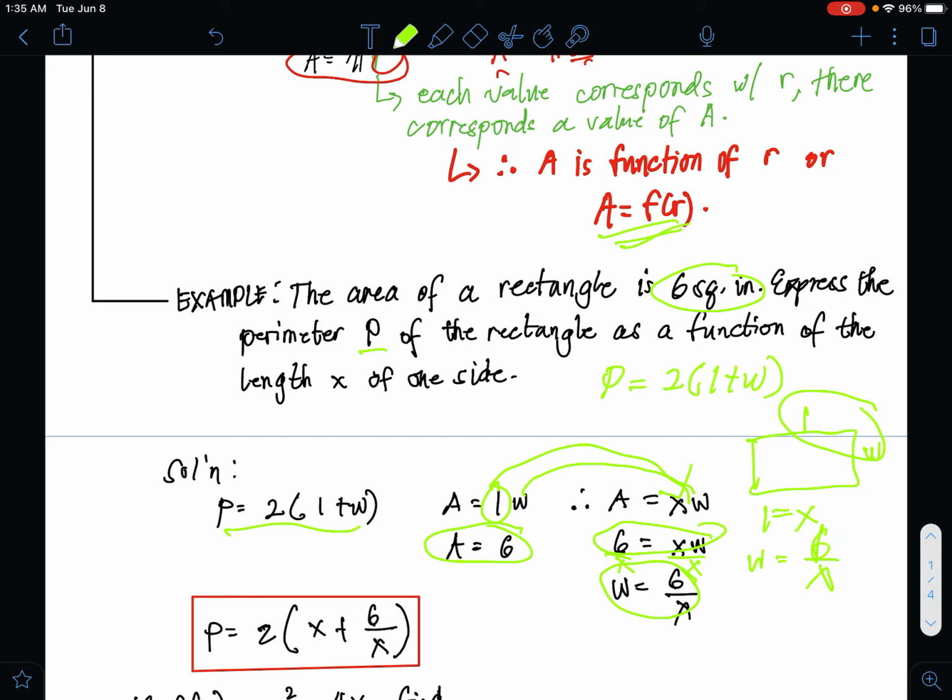So therefore, we can rewrite this problem: express the perimeter P as a function of the length x of one side. So we substitute 2 multiplied by L, which is x, plus 6 over x, which is w. Therefore, this is our final answer.